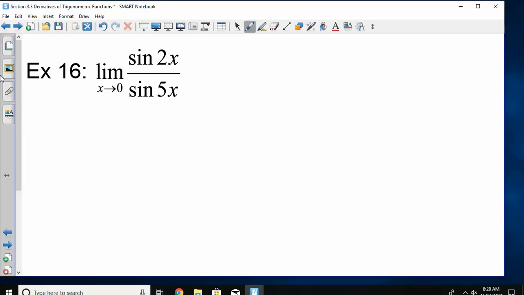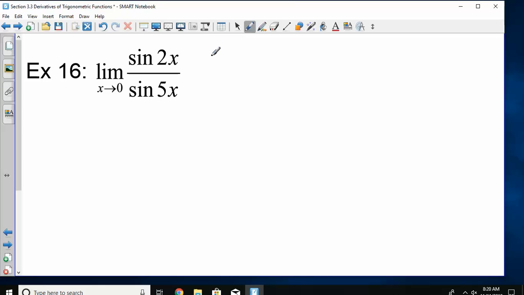Okay, if I'm looking at this one, we always check with our limits. Can I just plug in from the beginning? No, because I get 0 over 0. So that's the issue there. If you had a different angle here, we might be able to just plug in and evaluate. Now, our trick only works if it's a sine x over x. So I would really need the top to be sine 2x over 2x and the bottom to be sine 5x over 5x, right?